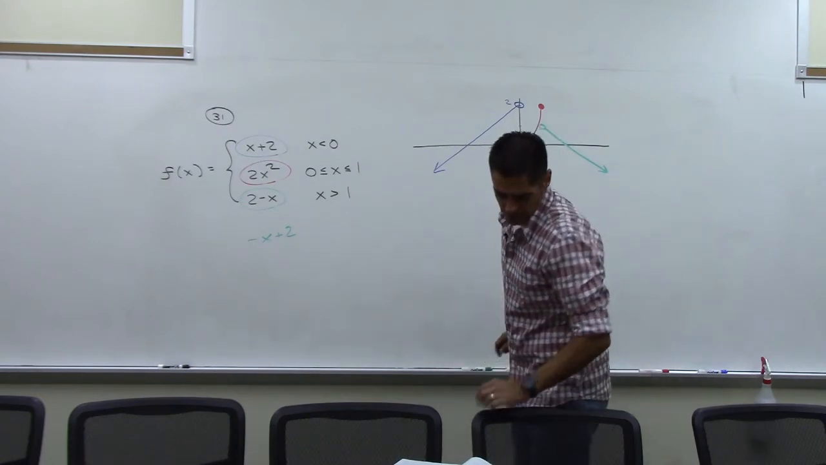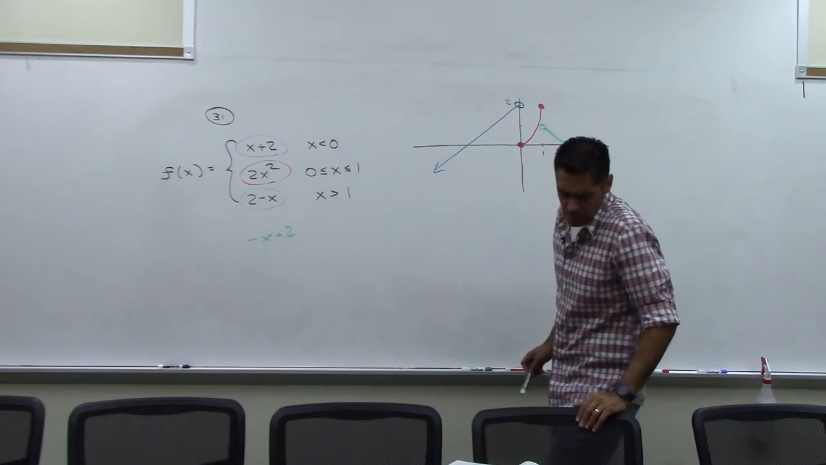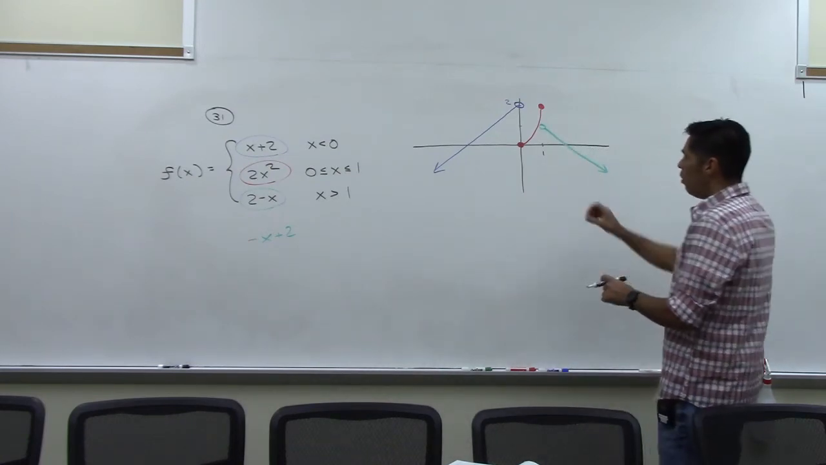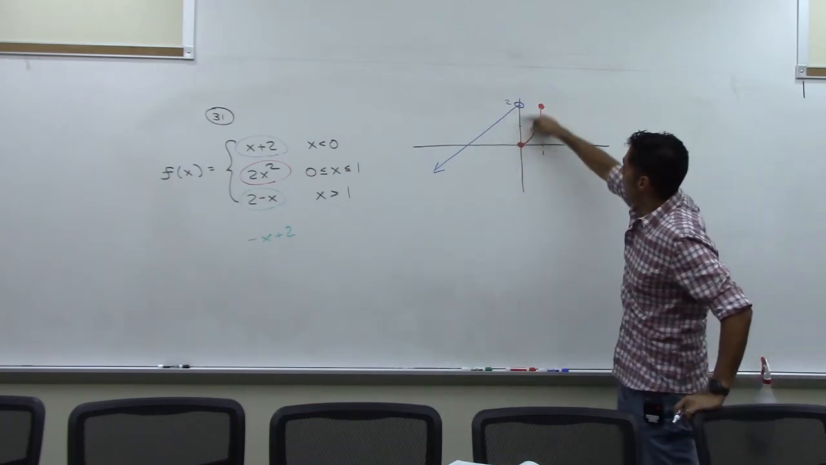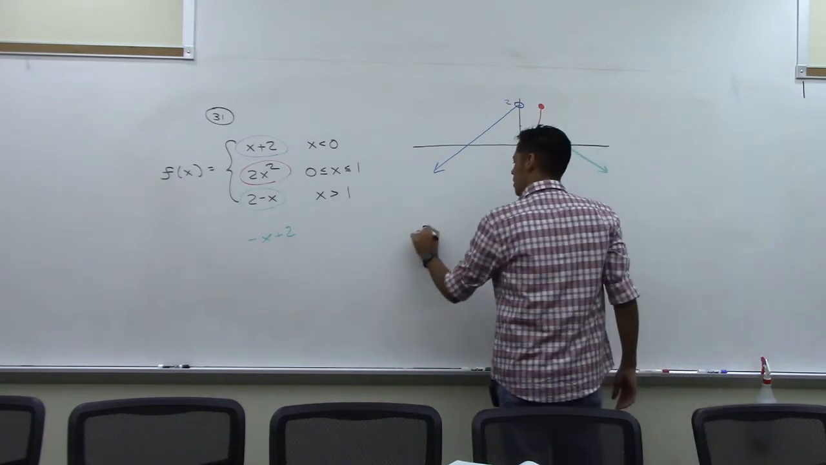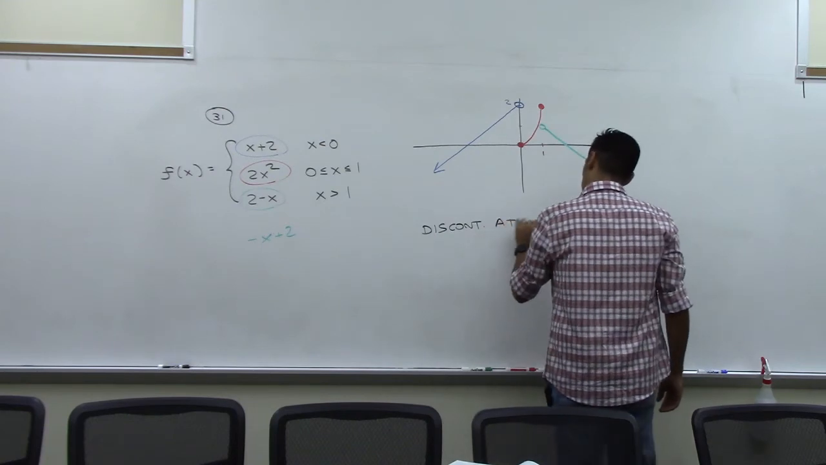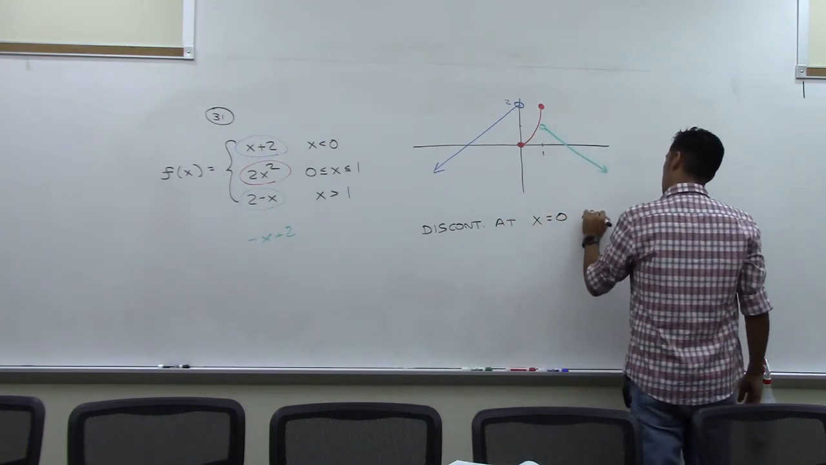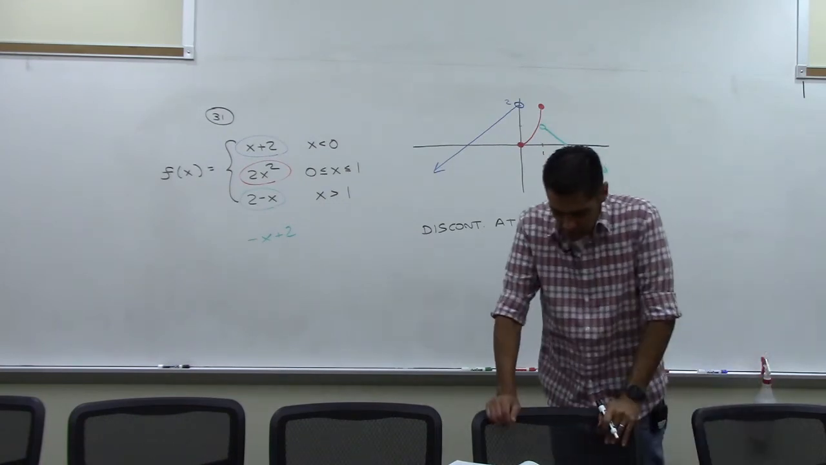Now let me get back to what they're asking. Find the numbers at which the function is discontinuous. That is anywhere I have a hole, a jump, or an infinite discontinuity. I obviously have a jump here and another jump here. So it's discontinuous at x equals 0 and x equals 1.